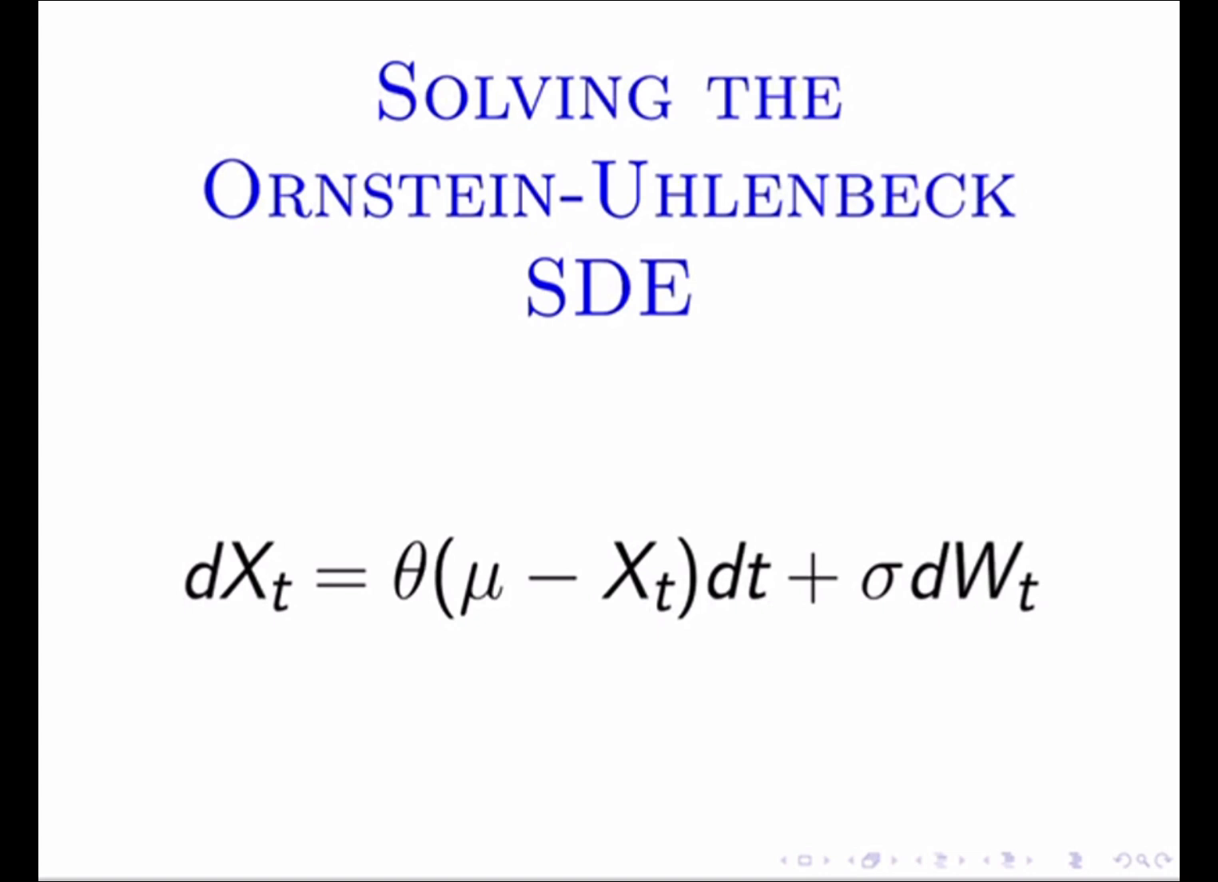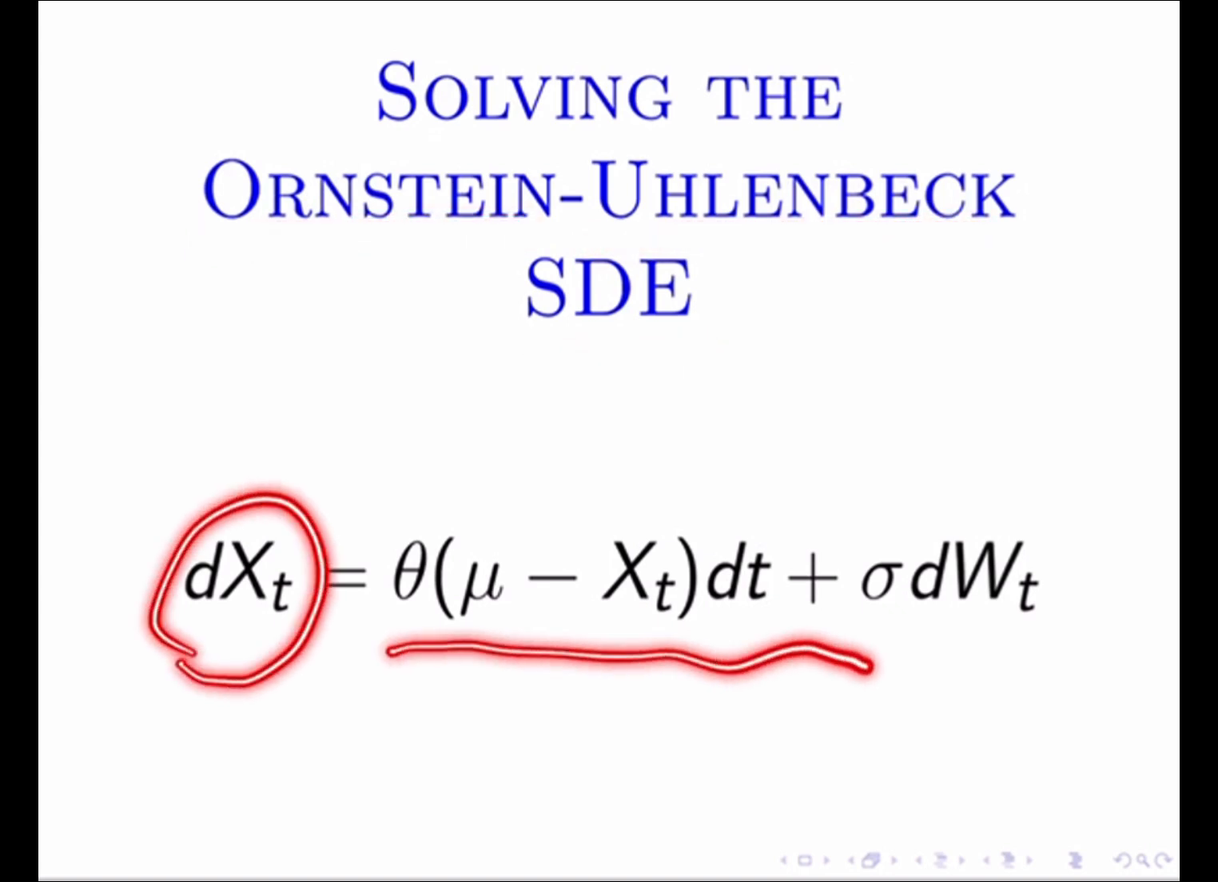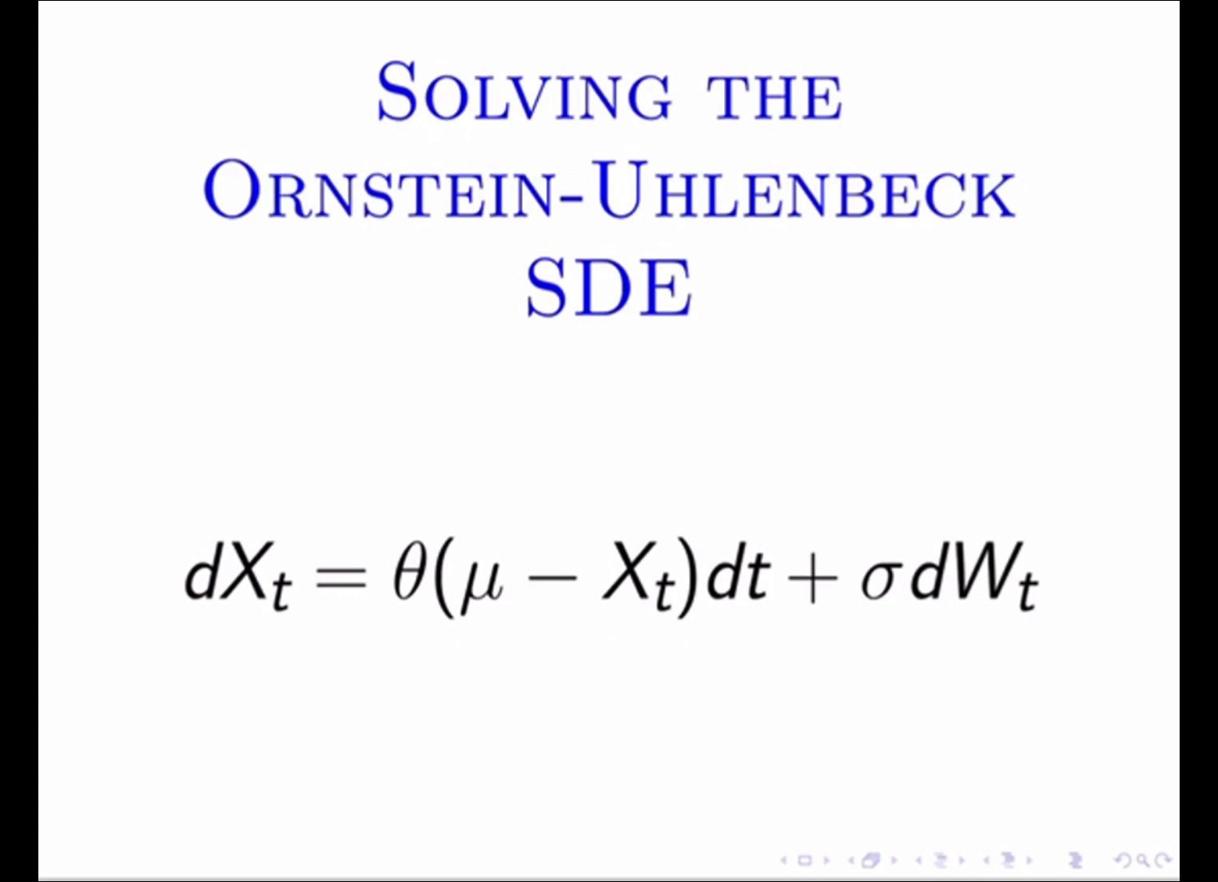Welcome to this video. Today we will learn how to solve the very famous stochastic differential equation, the Ornstein-Uhlenbeck SDE. The SDE is written in this form: dXt equals theta times (mu minus Xt) dt plus sigma dWt.